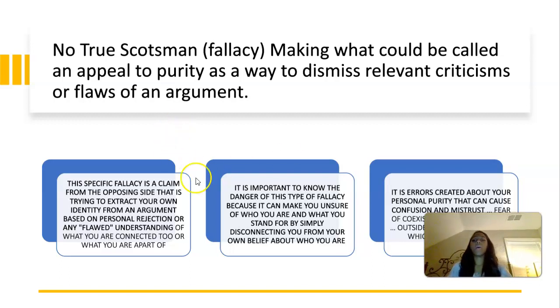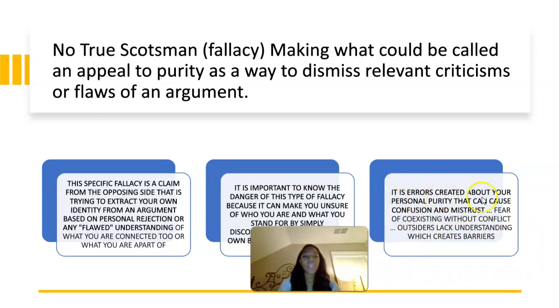It is important to know the danger of this type of fallacy because it can make you unsure of who you are and what you stand for by simply disconnecting you from your own belief about who you are. So if you tell me that I'm not a part of a group because I didn't do one specific thing that you deem is important to be a part of that group, I'm going to feel disconnected. Thinking, well, gosh, I'm not a part of that group because I didn't do this one specific thing, is very diminishing as a person.